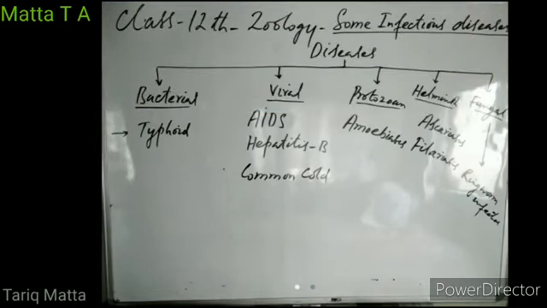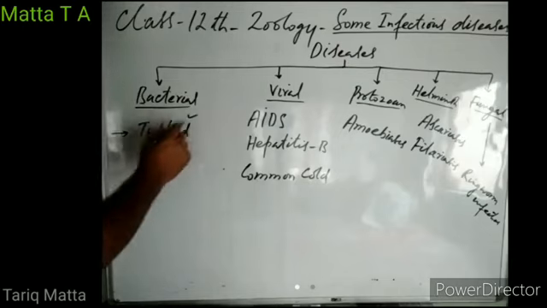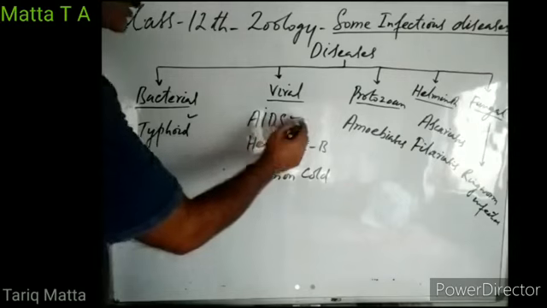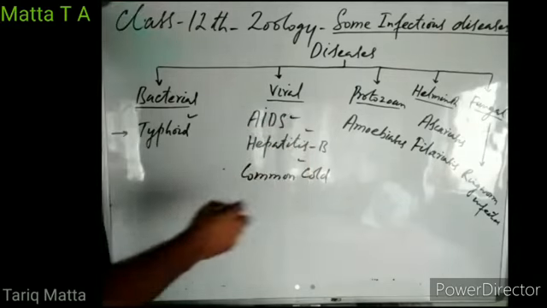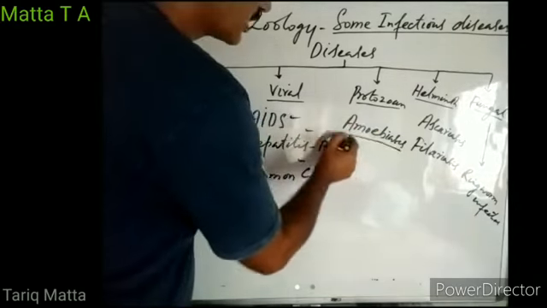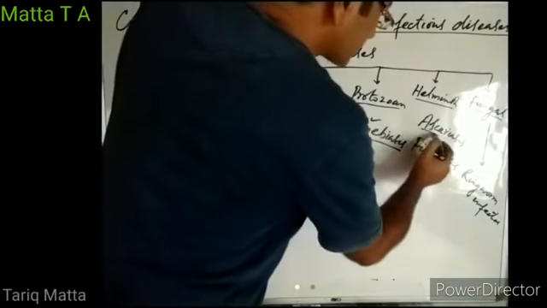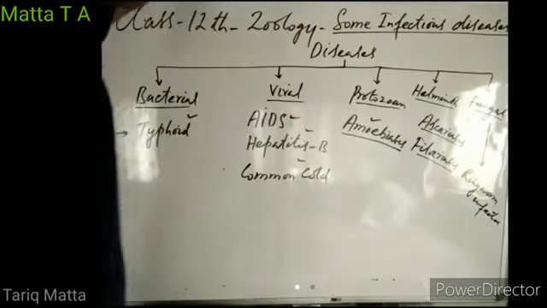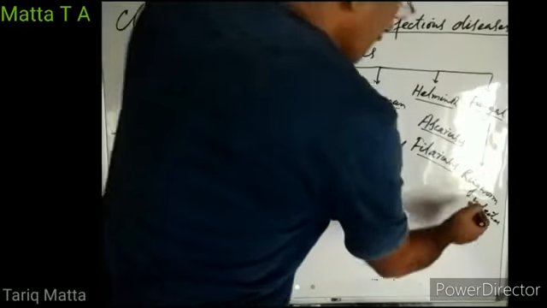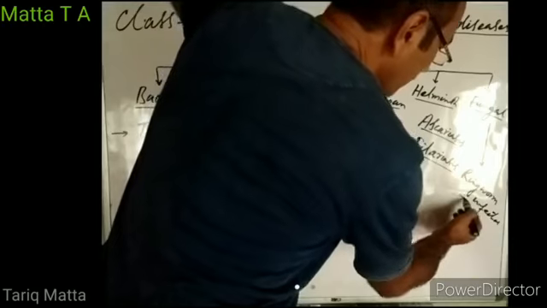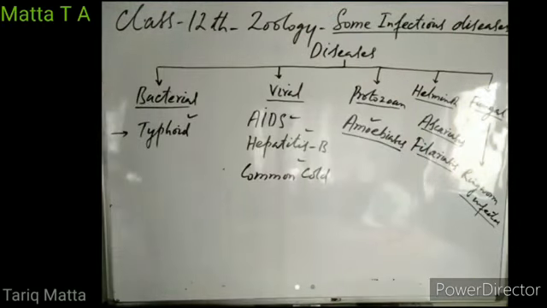So we have classified diseases on the basis of their causative agent. Some are caused by bacteria, some by viruses, protozoans, helminths, and fungi. The bacterial disease which we are going to discuss is typhoid. Then we will discuss AIDS, hepatitis B, and common cold, the viral diseases. Among protozoan diseases, amoebiasis. Among helminth parasite diseases, ascariasis and filariasis. And among fungal diseases, ringworm infection.